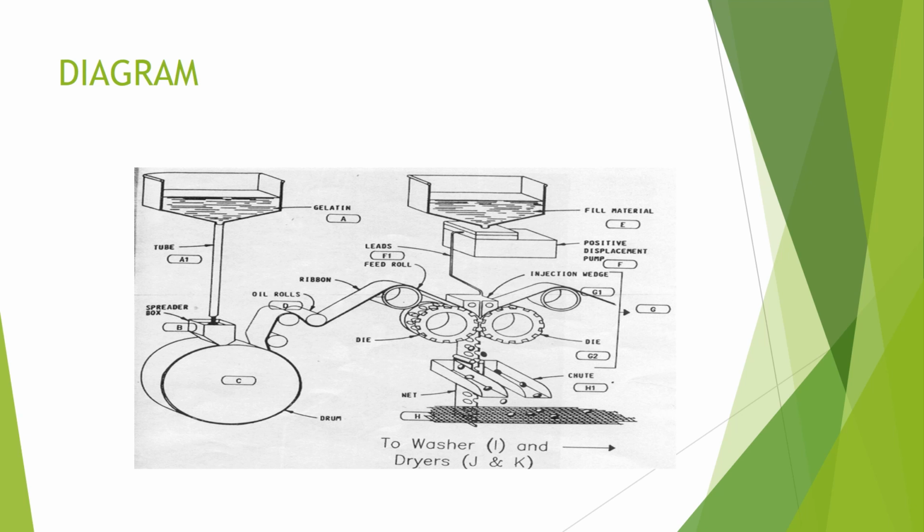This diagrammatic representation shows how gelatin solution from area A is transferred to rotary drums where they are converted into gelatin ribbons. The thickness of gelatin ribbons depends on the type of capsule which needs to be formulated.